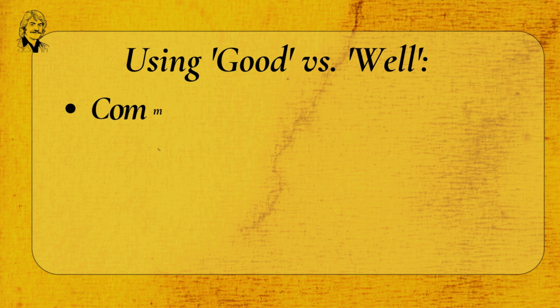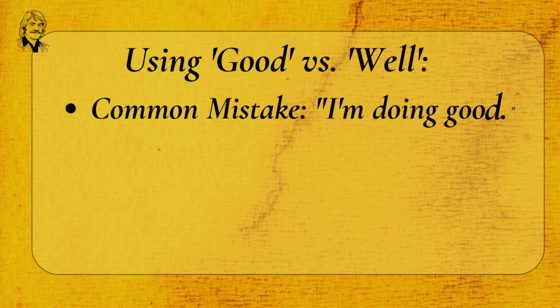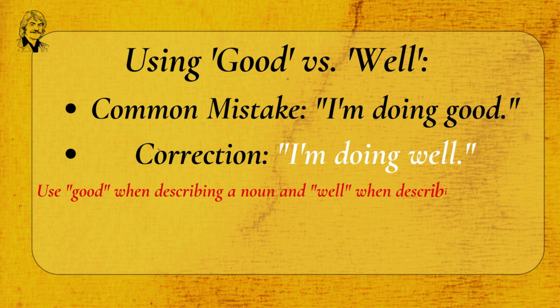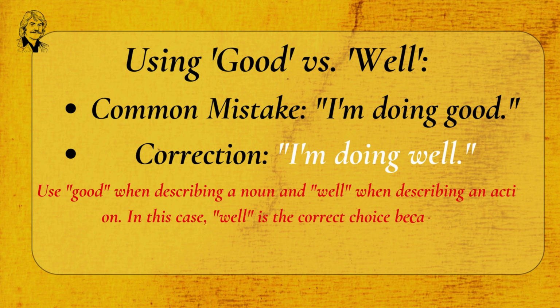Using good versus well. Common mistake: I'm doing good. Correction: I'm doing well. Use good when describing a noun and well when describing an action. In this case, well is the correct choice because it describes how you are doing an action.